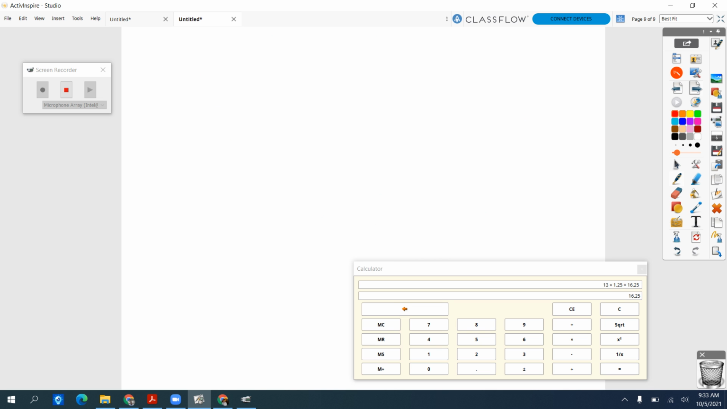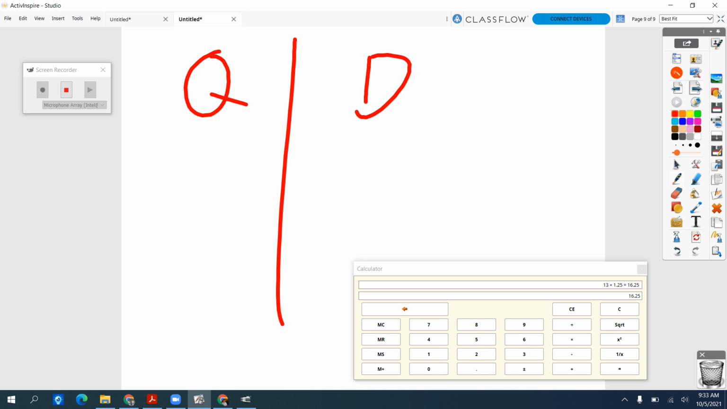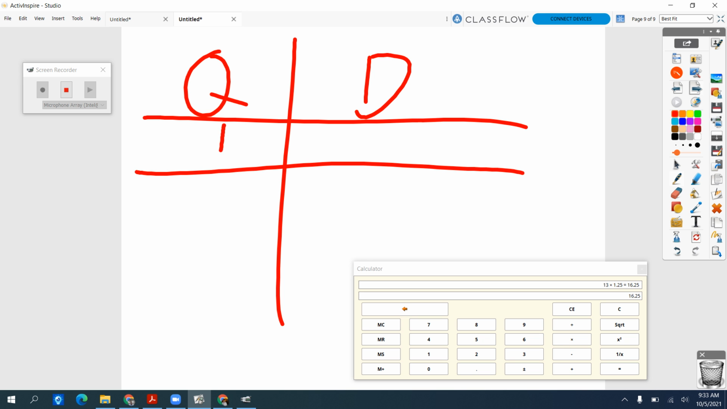Okay, so if you look on page 98, there's the number of quarters. This again is on page 98. And then you have the number of dimes. Now, you want to make this proportional. So we don't know how many dimes there are for 1 quarter. We know when there are 4 quarters, there were 10 dimes.